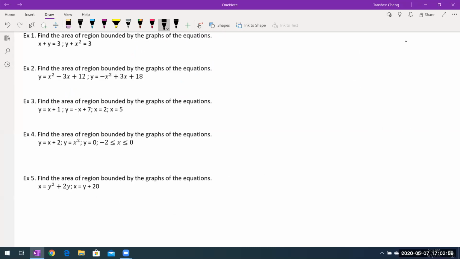So for this problem, definitely we don't want to graph precise parabolas because that's going to take too much time. But what we know is the first equation's parabola is opening upward. The second equation, because the leading coefficient is negative, the parabola is opening downward. So that sort of gives me an idea to sketch it. Here's the upward parabola, here's the downward parabola. And this tells us right here, my upward is x squared minus 3x plus 12. And the downward will be negative x squared plus 3x plus 18.